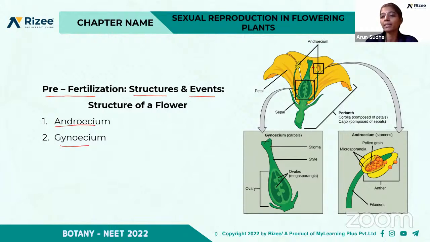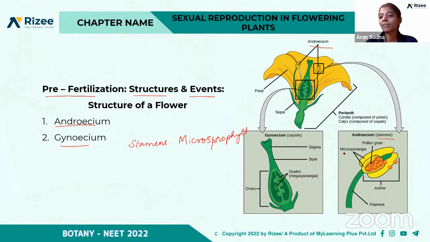So which one is androecium? Androecium is the male reproductive part. So this is the androecium. If you see the androecium, it has the filament and the anther. So this is the anther. It is a stamen. Stamen is also called microsporophyll.